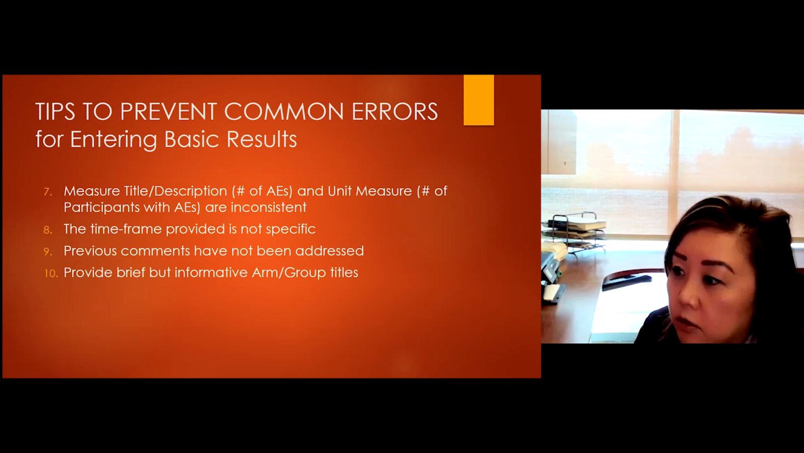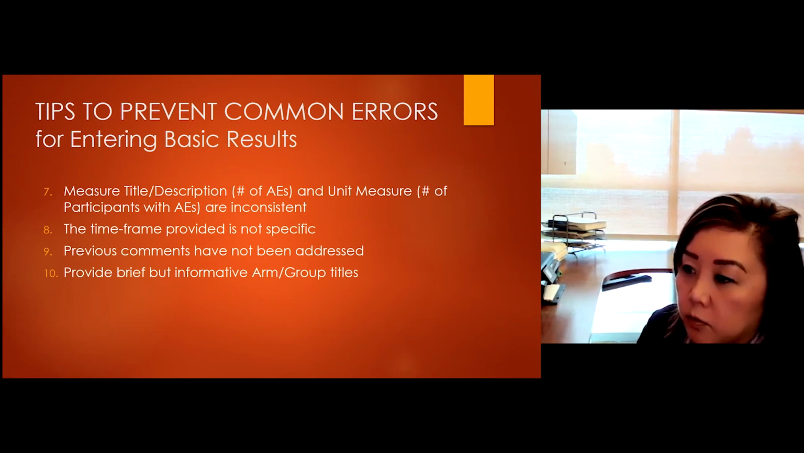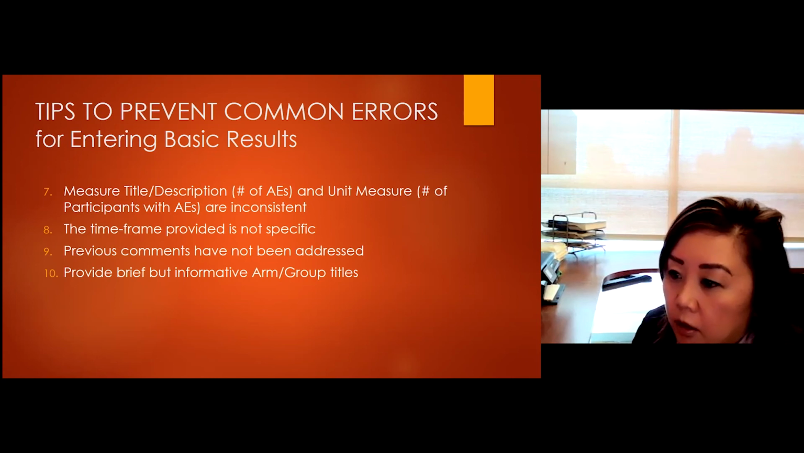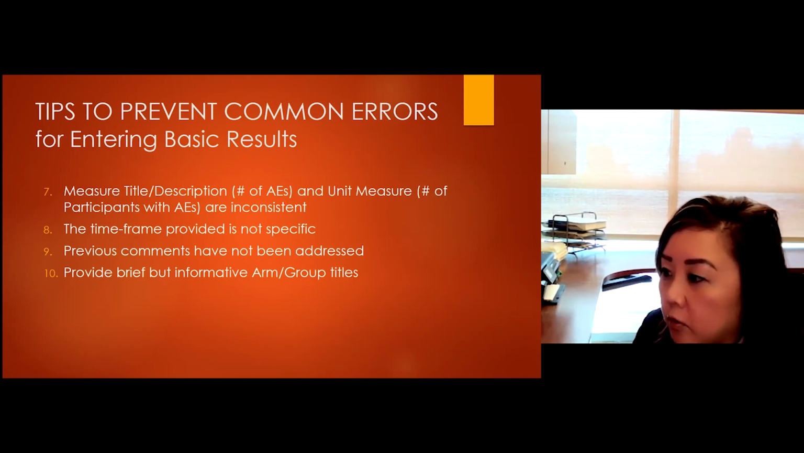Measure title description. This is for number of adverse events, and the units of measure of participants with adverse events are inconsistent, so you want to make sure they're consistent. The time frame provided is not specific. Those are other common errors. Previous comments have not been addressed, so sometimes it's non-responsive. But if you're not sure what the comment is asking, maybe it can call for a question back to Clinicaltrials.gov or setting up a meeting. Provide a brief but informative ARM group title.